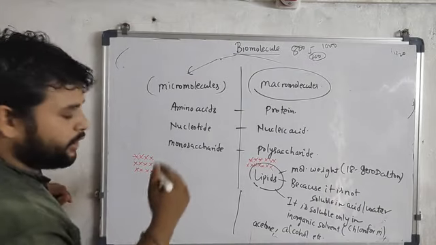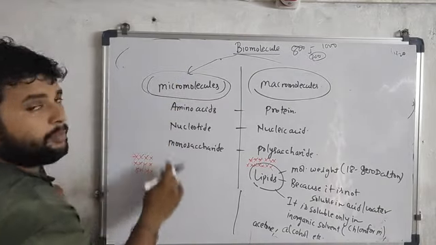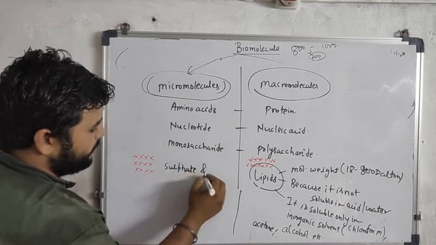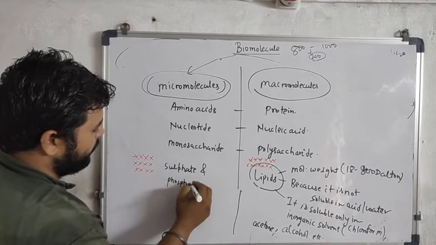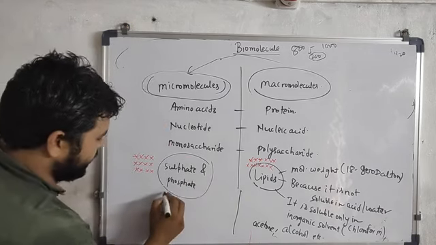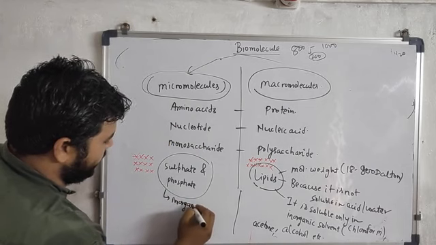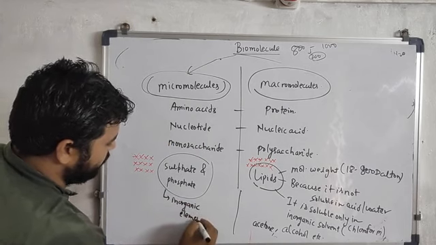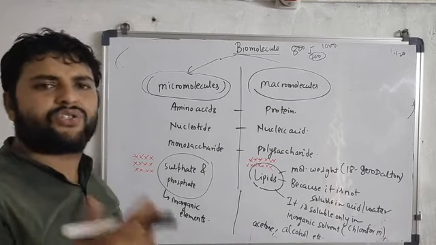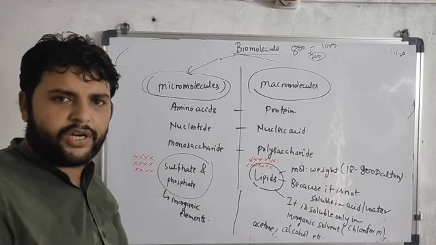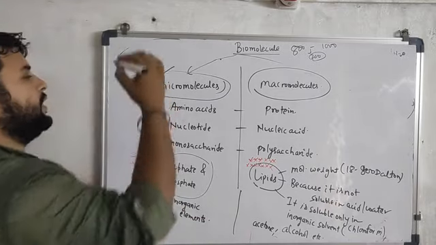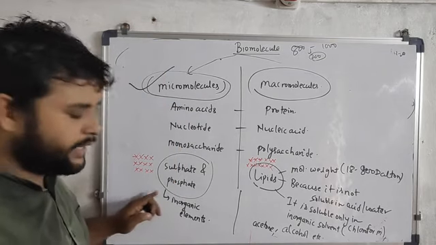The two inorganic elements that come under micromolecules are, first, sulfate and, second, phosphate. So these are the two inorganic elements. These are not organic elements. They are soluble in acid or water, so they can pass from retentate to the filtrate. So they come under the micromolecules. These are the inorganic compounds. Note this point.